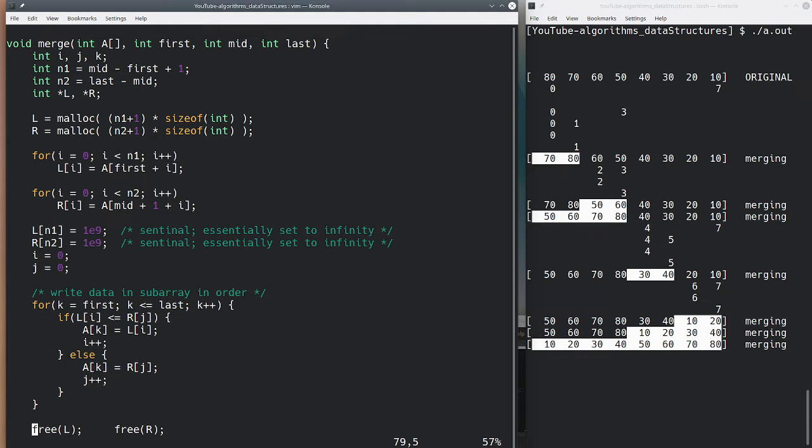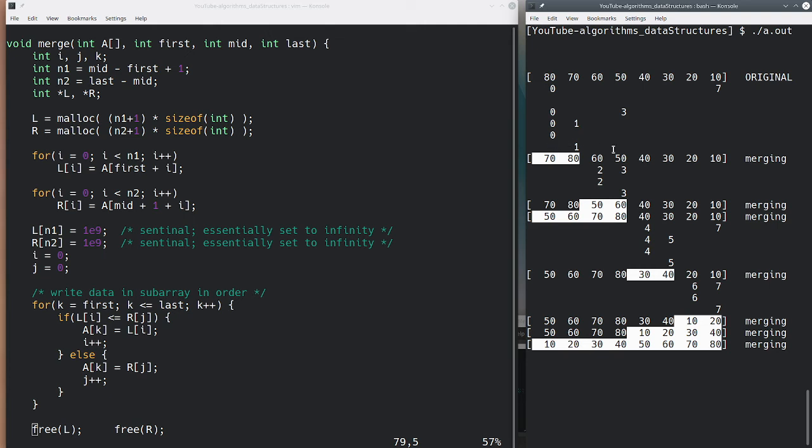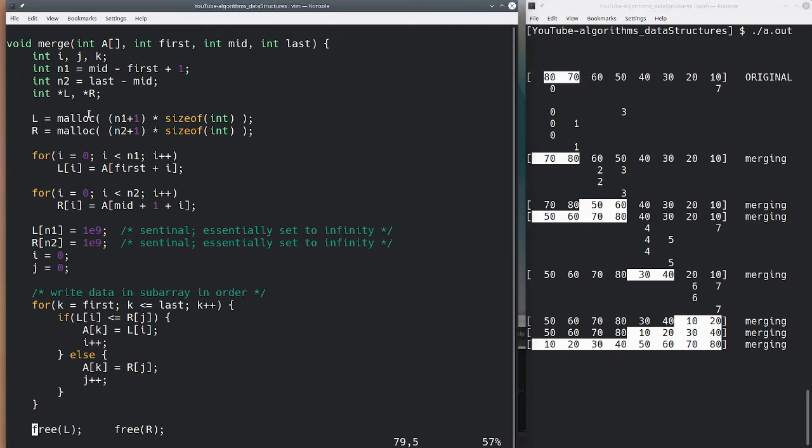So here in merge, we create some variables. N1 will be the number of elements of the left half. N2 will be the number of elements of the right half for the portion of A that we're currently dealing with, which is just this right here. And then we're going to allocate some memory to store each half of that sub-array of A. But notice here that we're actually allocating memory to store one additional number, which I will explain in a moment.